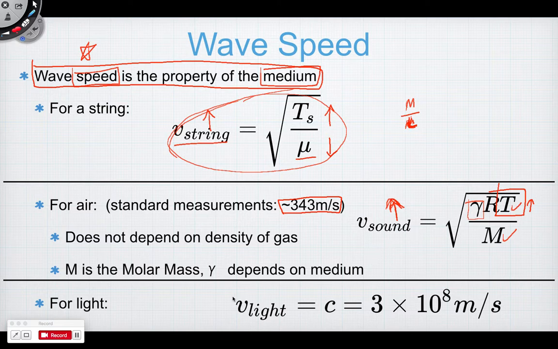For light, well, it's just one constant, 3 times 10^8 meters per second, and that's what it is. This is for the speed of light in a vacuum or something else like that. So the key thing here is that if I want to increase the speed of a wave, I can increase the tension for a string or something else like that, and I can increase the temperature for air or something like that.